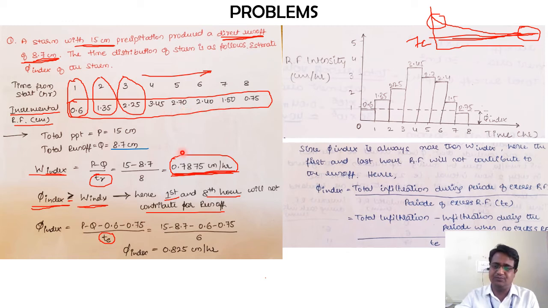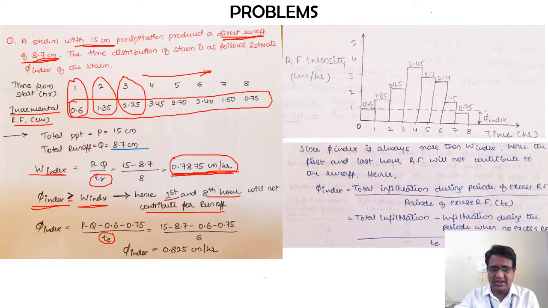So all these values are more than 0.7875. That's why, whenever it comes to the formula for the phi index, it is the amount of rainfall that has occurred, that is P, minus the amount of runoff that has occurred, minus the rainfall where the excess rainfall has not taken place. So excess rainfall has not taken place in the first hour and in the 8th hour.